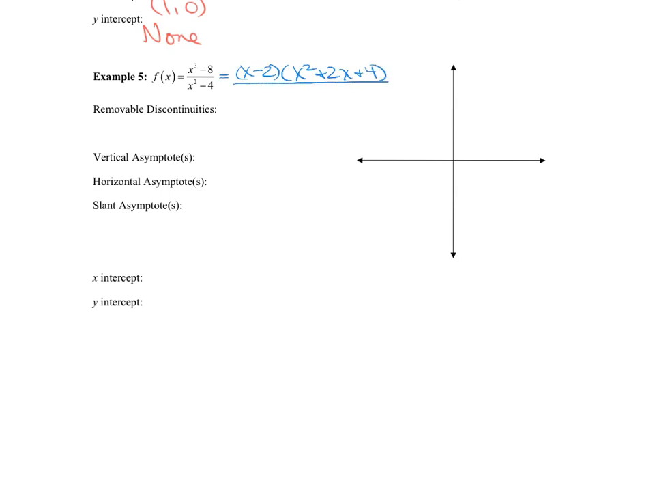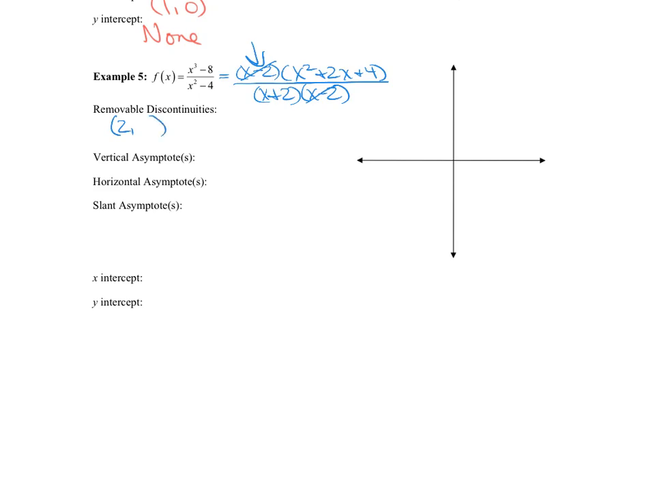Denominator is difference of squares. So that turns into x plus 2 times x minus 2. You notice you can cancel out or cross out or simplify the x minus 2 expressions. So that automatically tells us that we have a hole. The x-coordinate of that hole is whatever makes that 0, which is 2.